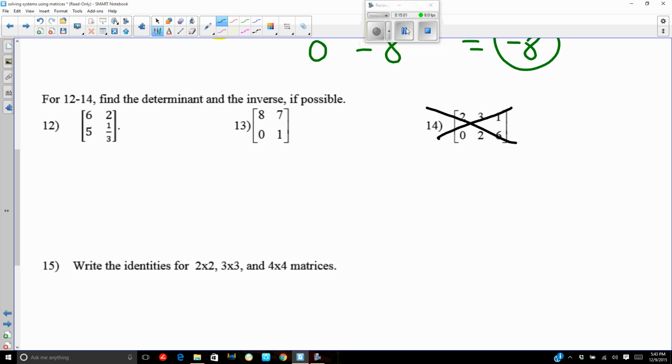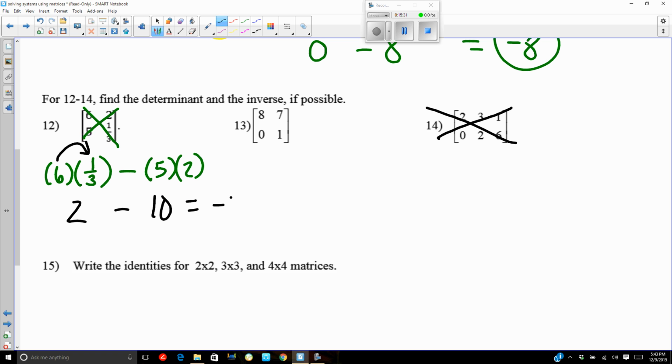So first find the determinant of 12. That's just like we did the last problem. We're going to do it by hand. So that's 6 times 1/3 minus 5 times 2. 6 times 1/3 is the same thing as taking 6, multiplying it by the 1, and then dividing by 3. So 6 times 1/3 is just 2 minus 10. So our determinant is -8.